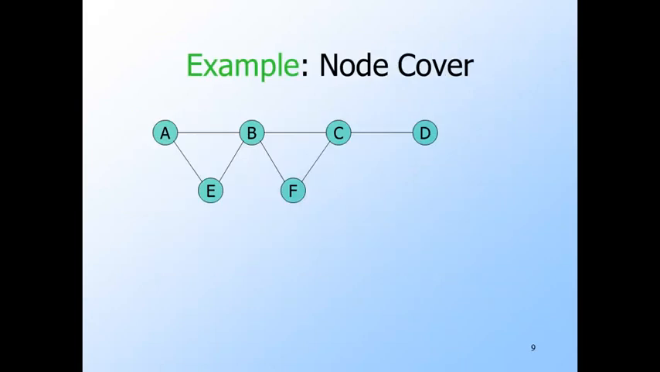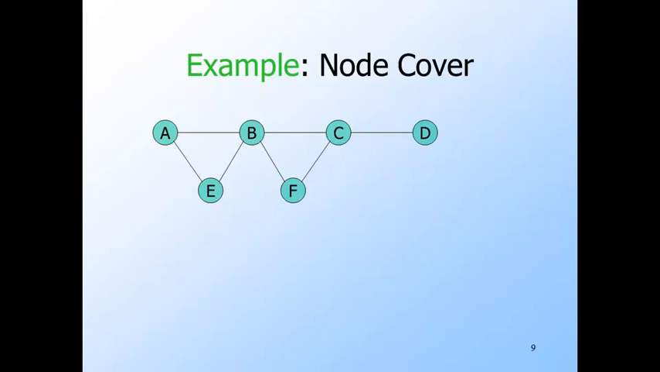Here's an example of a graph. One of the interesting things about NP complete problems, and node cover is one such, is that even small instances of the problem seem hard. So how small a node cover can we find for this graph? Do you see the answer yet? Well, we'll work it out.